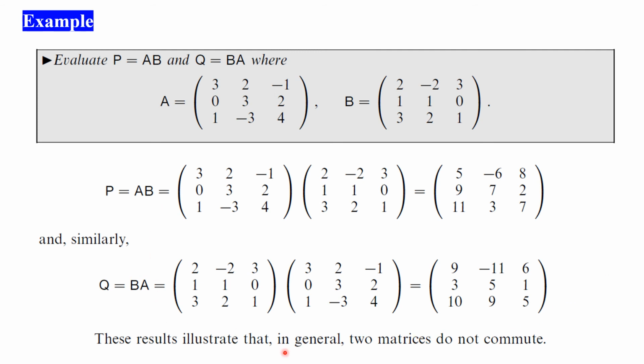That is, your AB is not equal to your BA. So they do not commute. You can pause this video to verify the answers by solving the multiplication of the matrices yourselves.